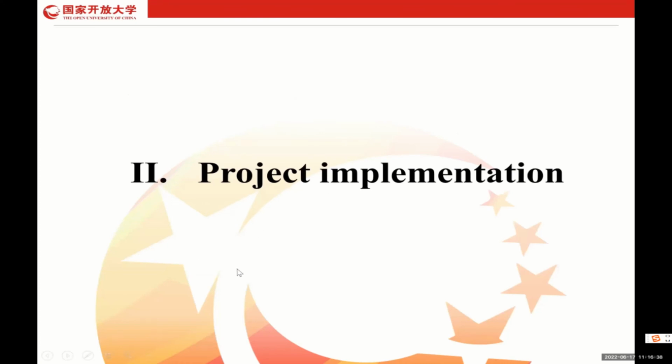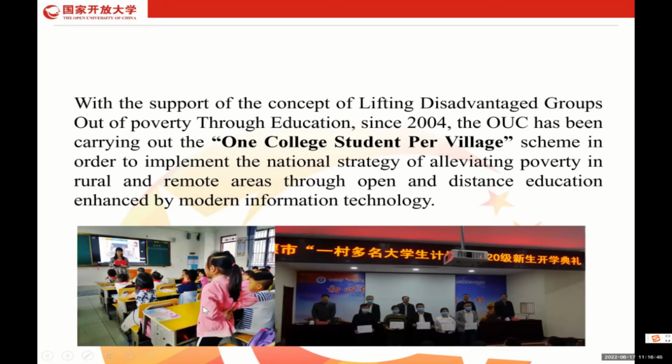And part 2, I want to share the project implementation. The topic of the project is one college student per village, with the support of the concept of lifting disadvantaged groups out of poverty through education since 2004. OUC has been carrying out the program in order to implement the national strategy of poverty reduction in rural and remote areas through open and distance education by modern information technology.